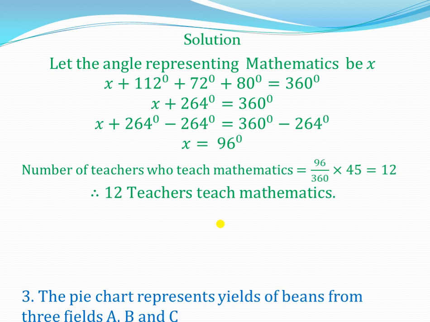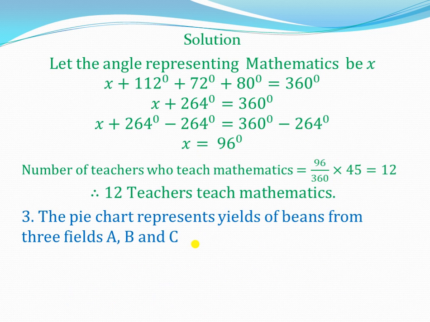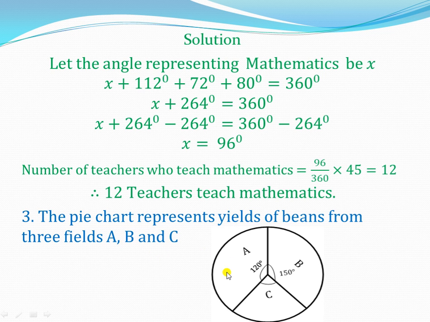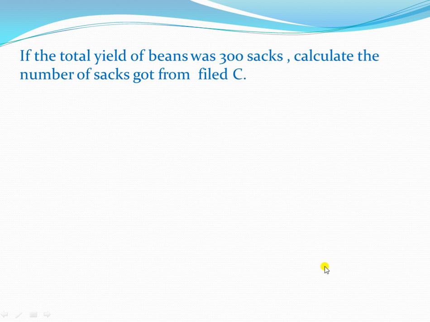Let's move direct to question 3. Question 3 says the pie chart represents yields of beans from three fields A, B, and C. This is our pie chart. Now, sector A has 120 degrees, B is represented by 150 degrees, and C has no angle. What does the question say? If the total yield of beans was 300 sacks, calculate the number of sacks got from field C.